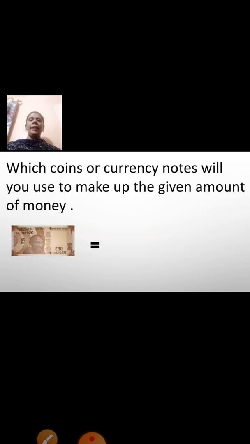Now, which coins or currency notes will you use to make up the given amount of money? See, the money is given, a note. What is the value of that note? Yes, it is a 10 rupee note. Now, which coins or currency notes will you use to make up this 10 rupee note? Tell me.